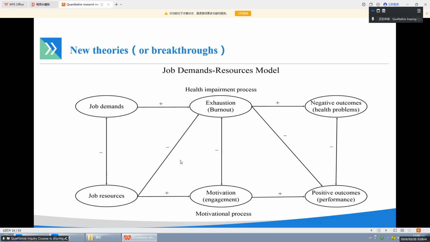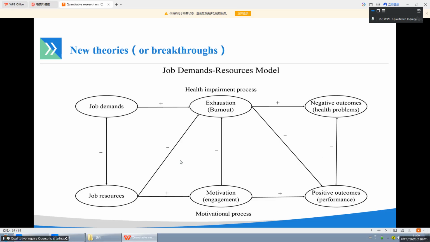High demanding environments. Pressure, right? Pressure, stress, right? So health problems, right? Because why? Because I'm always under great pressure. So this is job demands. This category leads to one process. This process is the health impairment process.